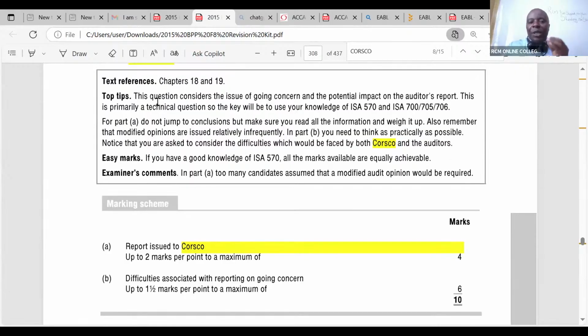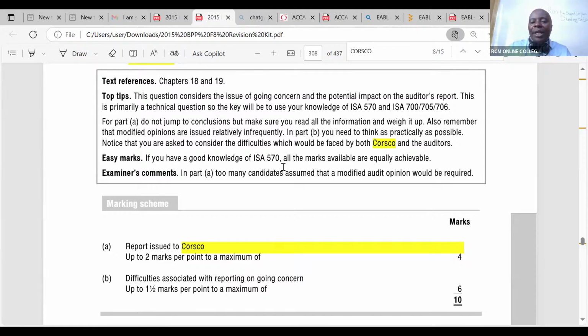Let me just read these top tips. The question considers the issue of going concern and the potential impact. For part A, do not jump to conclusions, but make sure you read all the information and weigh it up. Also remember that modified opinions are issued relatively infrequently. Try to get a solution. In part B, you need to think as practically as possible. Notice that you are asked to consider the difficulties which would be faced by both the company and the auditors.